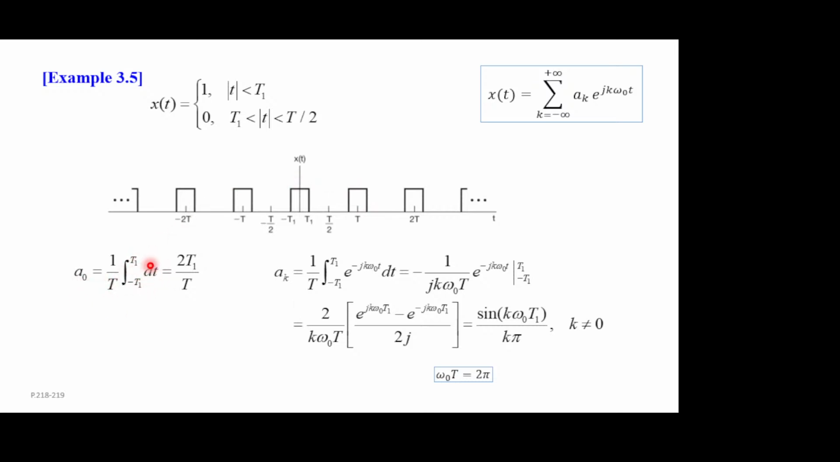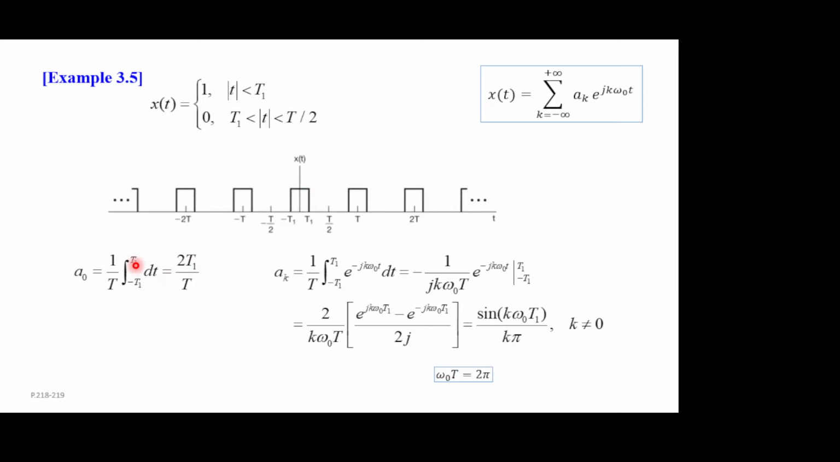And here we already do some simplification. It's 0 except between minus T1 and T1. So you just integrate between minus T1 and T1, and the height is 1. And so the average of this whole thing is 1 over your period times 2t1. Okay. So this is a0.